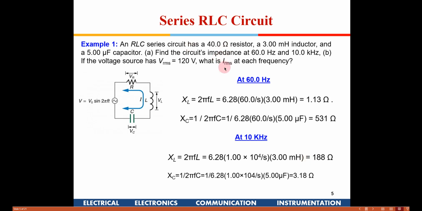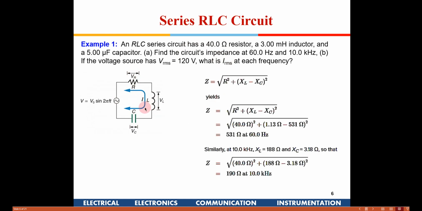Now, to compute the RMS current, we need to take care of this R also and find the total impedance. The total impedance, we know, is given by the square root of R square plus (XL minus XC) square.